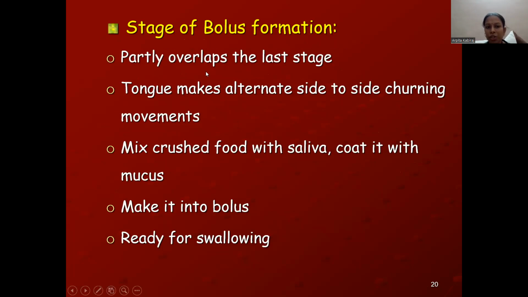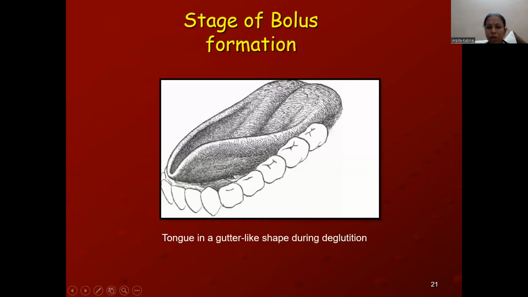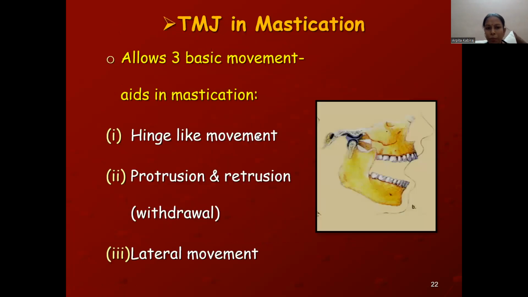The stage of bolus formation partly overlaps the last stage. The tongue makes an alternate side-to-side churning movement and mixes the crushed food with saliva to coat it with mucus and makes it into a bolus that is ready for swallowing. This is the stage of bolus formation.